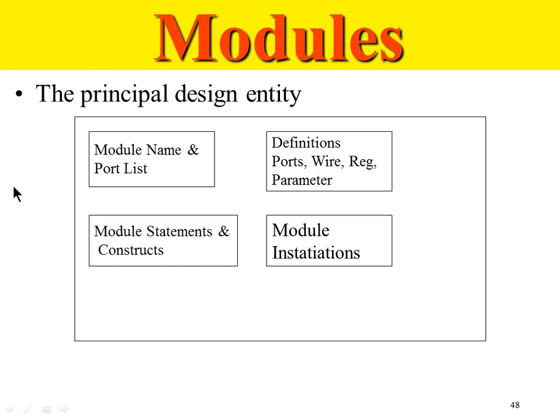A module is a principal design entity in Verilog, which means that anything that happens in Verilog happens inside a module. Nothing happens outside a module. Module can have a module name, can have port list, can have definitions of ports. It can be input port, output port, in-out ports. We can have local wires. We can have local registers for this module. We can have local parameters for this module. A module can instantiate other modules, like we just saw. Instantiate means create a copy of it. Then module can have its own statements and constructs.